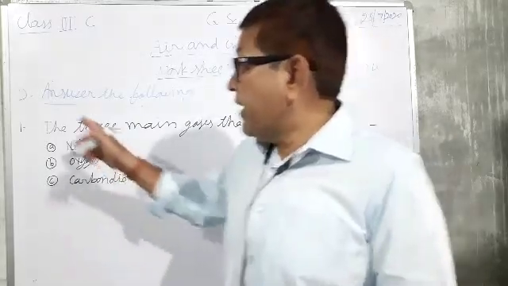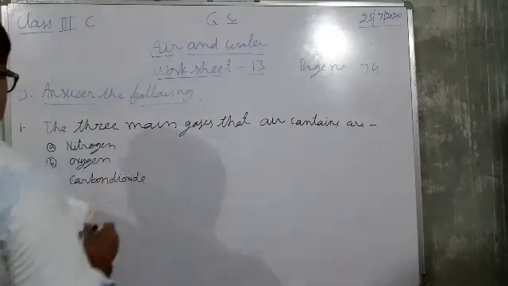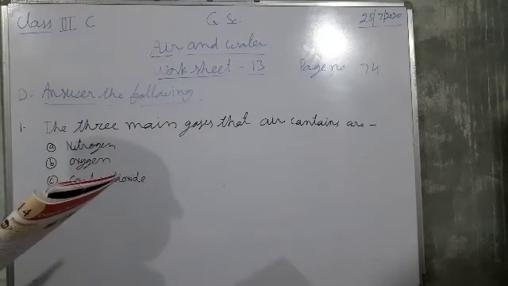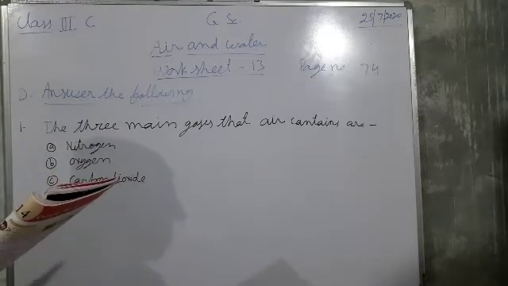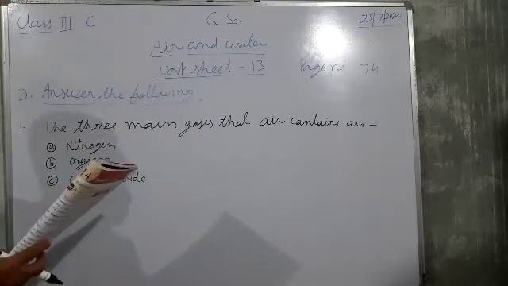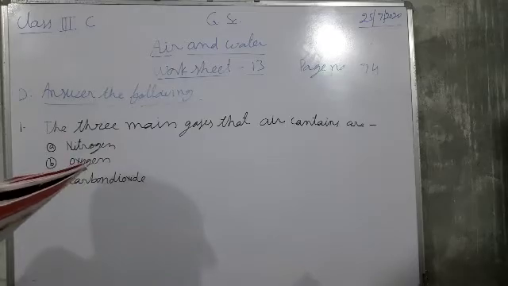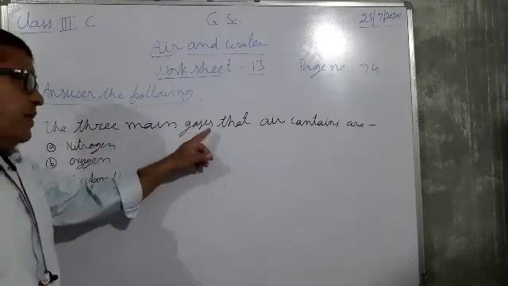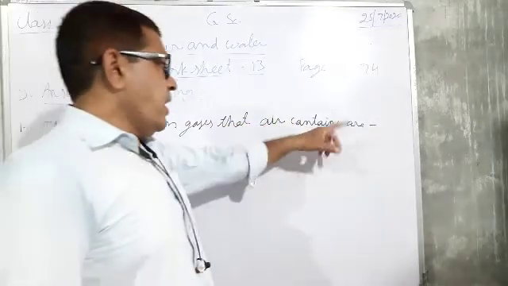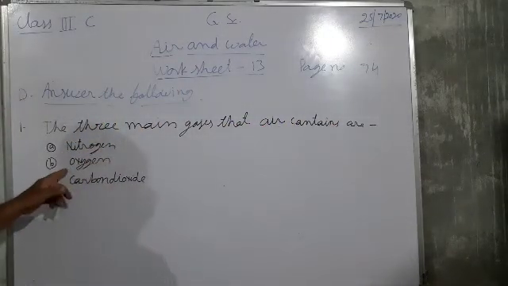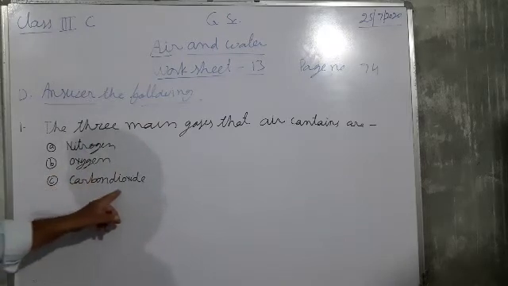Answer the following. D. Answer the following. So the first question you see: name the three main gases that air contains. The answer: the three main gases that air contains are, number one, nitrogen, second, oxygen, and third, carbon dioxide.